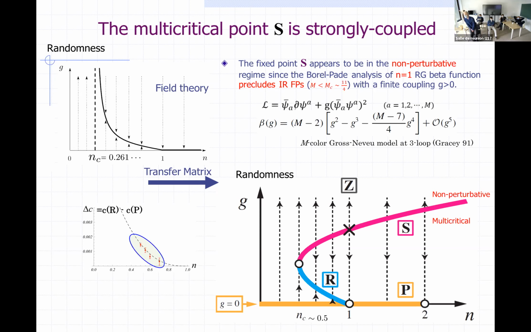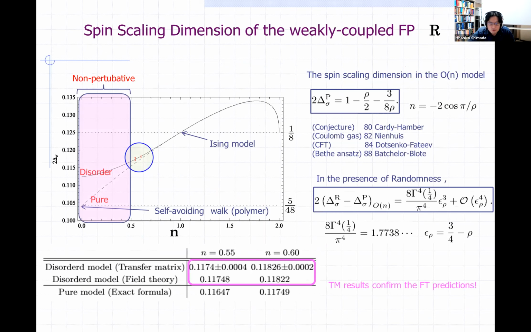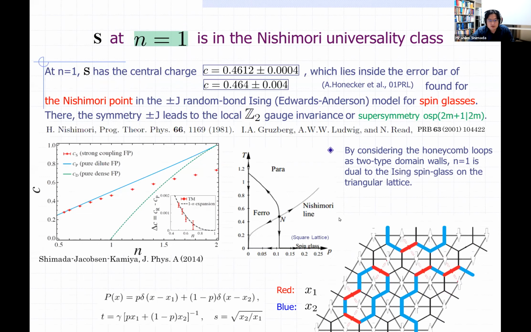Okay, yeah, that's an interesting point. Okay, so let me speed up a bit. Actually the dimension perfectly matches. Conformal perturbation theory and the transfer matrix are in very good agreement for this weak disordered critical point. Okay, so now about this strong disordered fixed point.